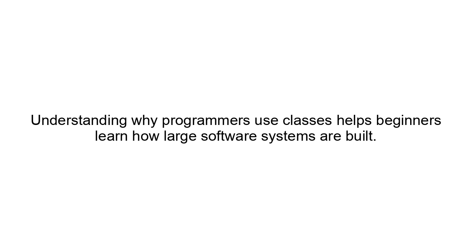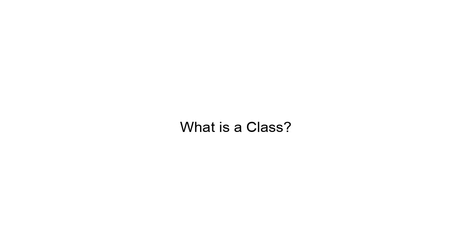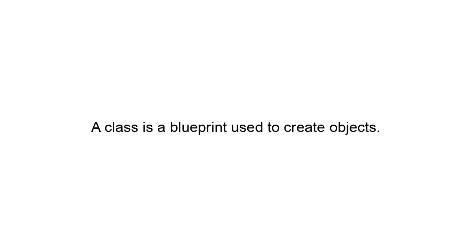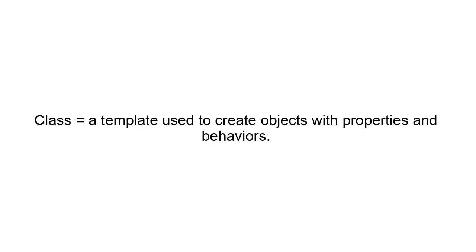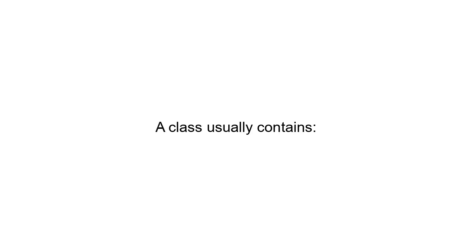What is a class? A class is a blueprint used to create objects. In simple words, class equals a template used to create objects with properties and behaviors. A class usually contains properties, variables, information about the object, methods, functions, actions the object can perform.